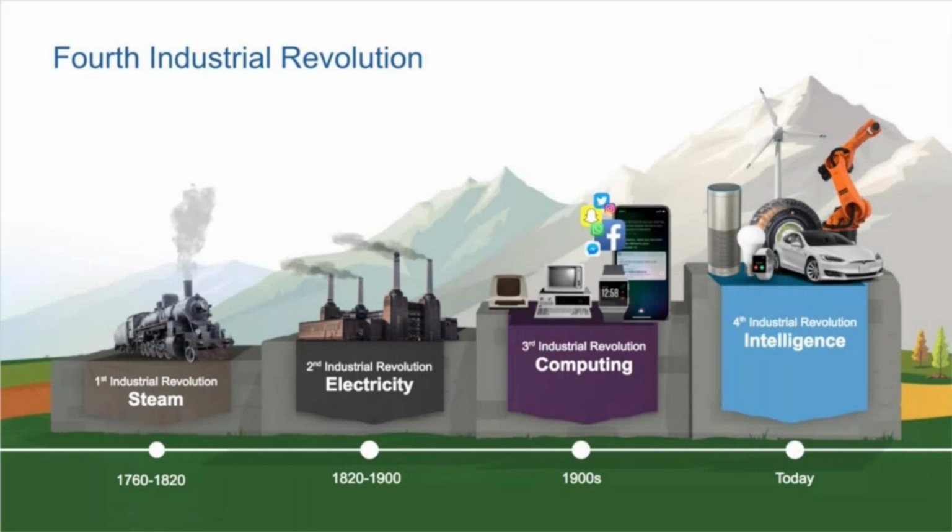More or less, this screen you are much more familiar with, right? So first it started with steam in the early 1800s, then electricity, then computing, and now we are into intelligence in the fourth industrial revolution. What does it mean? We are more into artificial intelligence, right? So what is the difference between third and fourth?